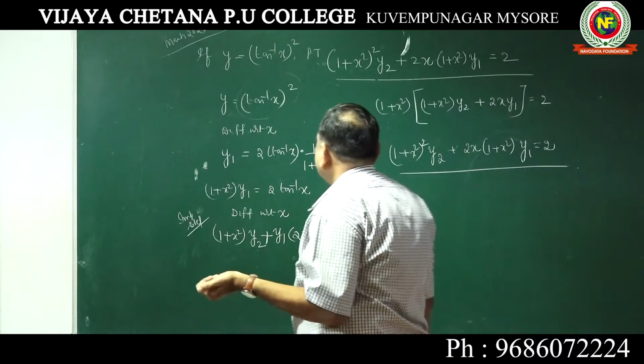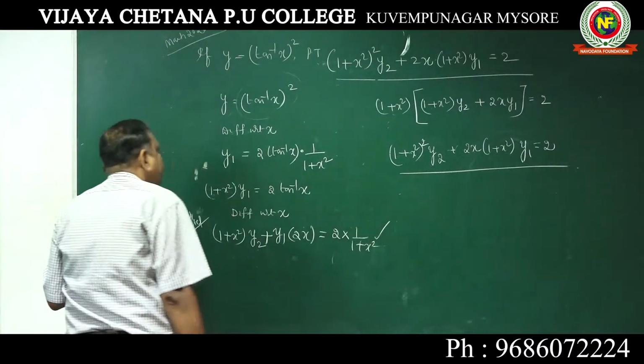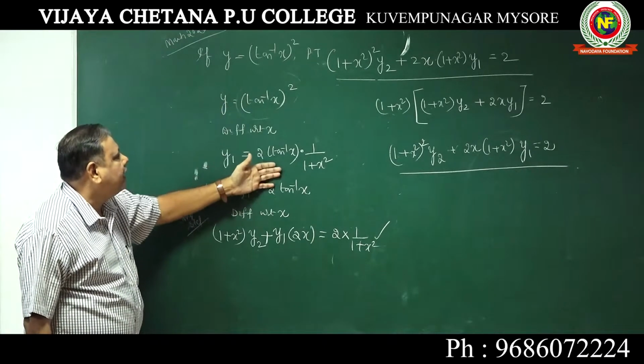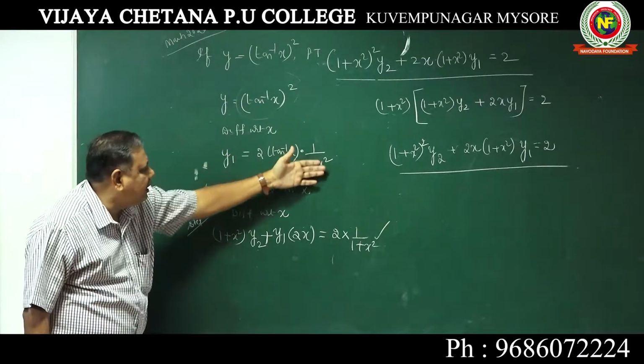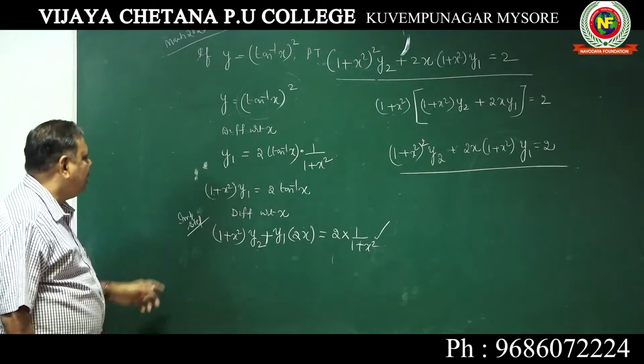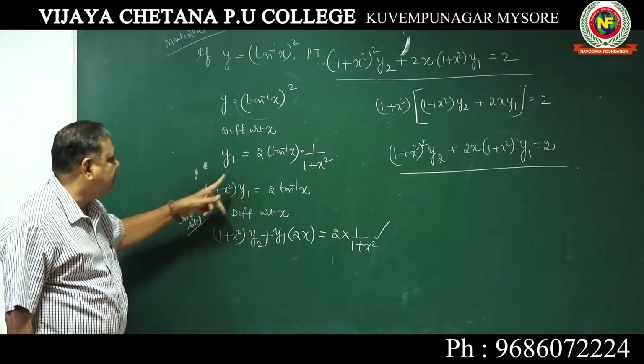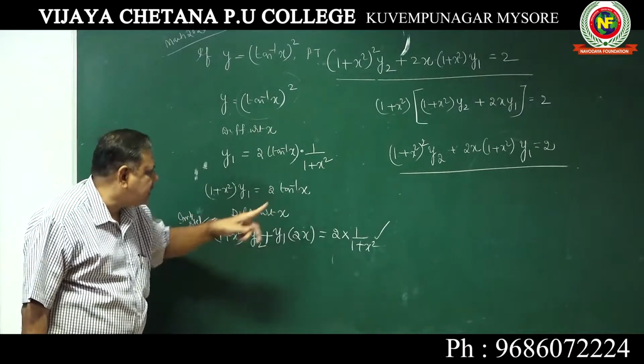Now it is y is equal to (tan inverse x) whole square. Differentiate: y1 is equal to 2 into tan inverse x into the differential quotient of tan inverse x, 1 over 1 plus x square. Now cross multiply: (1 plus x square) into y1 is equal to 2 tan inverse x.